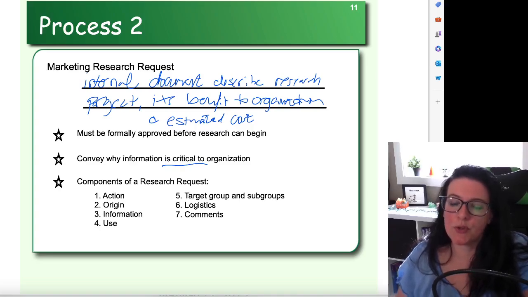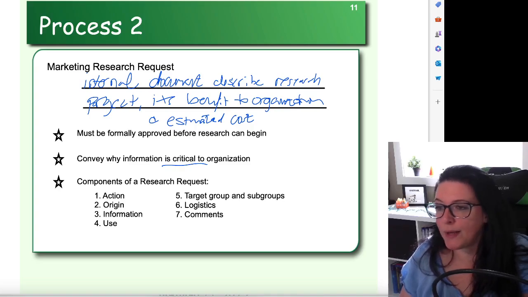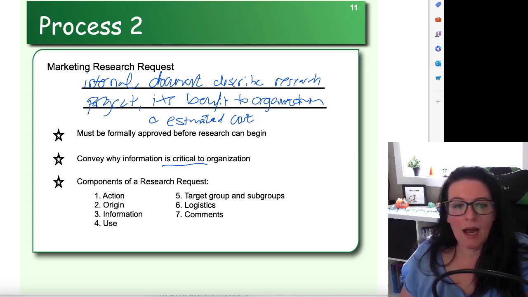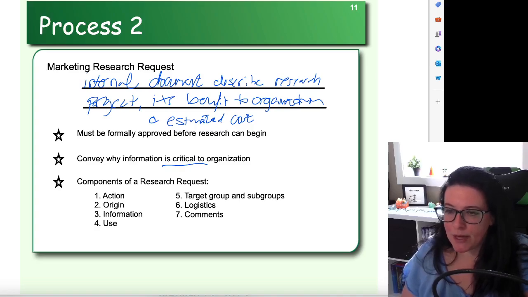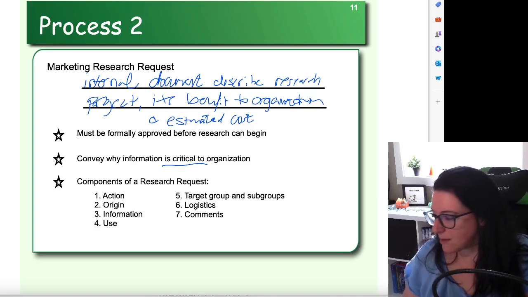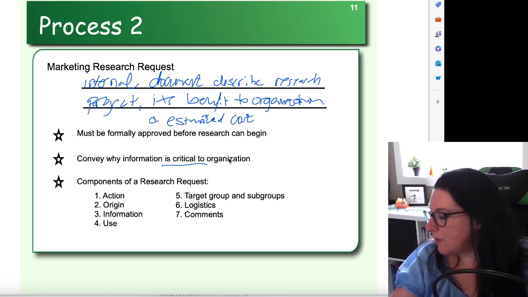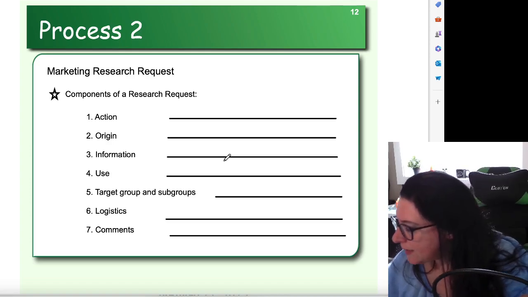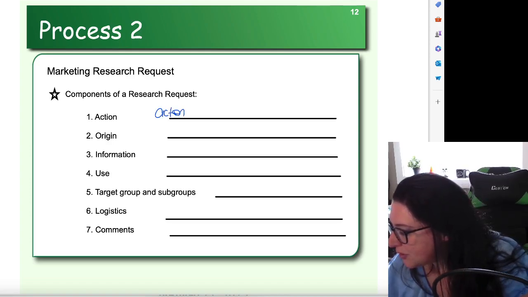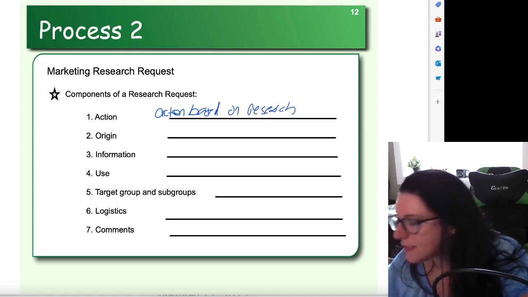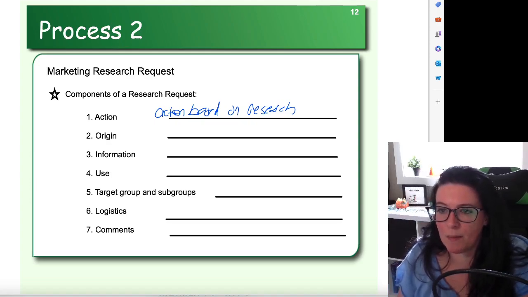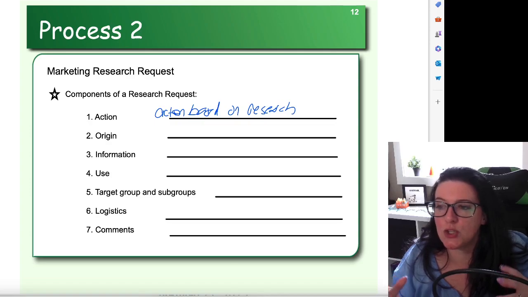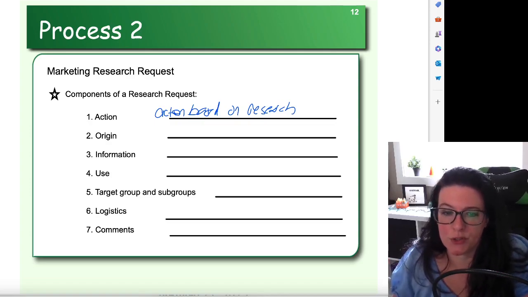When it comes to a research request, there are a couple of components you should find inside of it: action, origin, information, use, target group, logistics, and additional comments. So let's define each of those. So let's start with action. This is what will your organization do based on the data that is analyzed and the recommendations that come out of it. So what will the organization do based on your findings from your research?